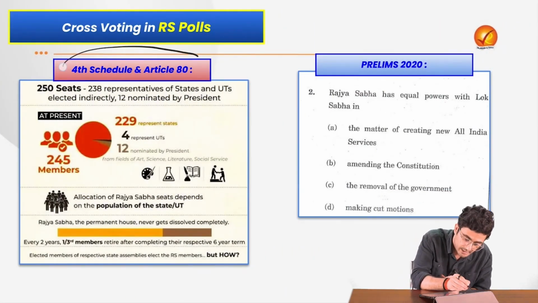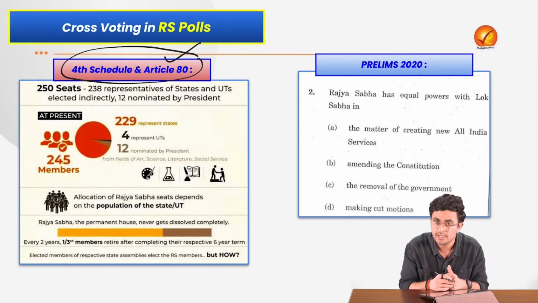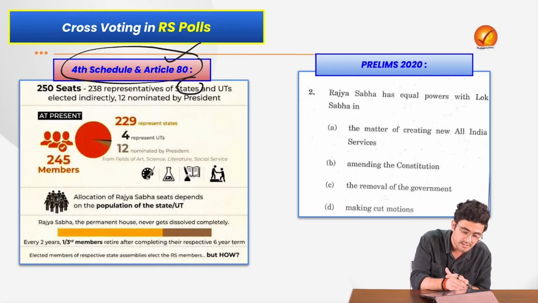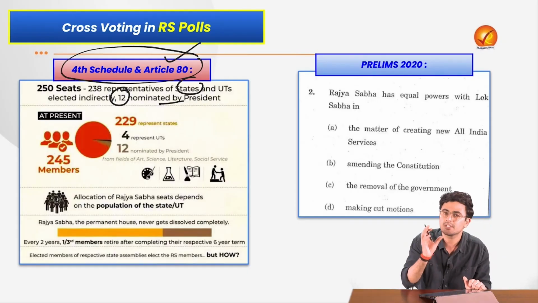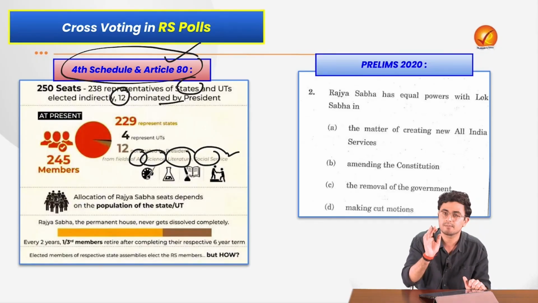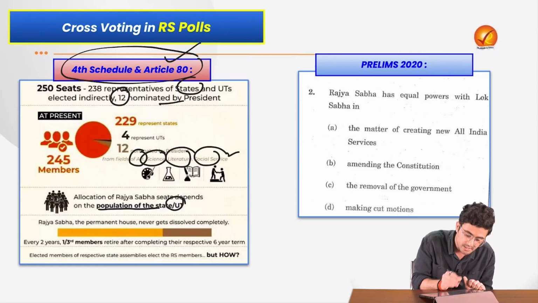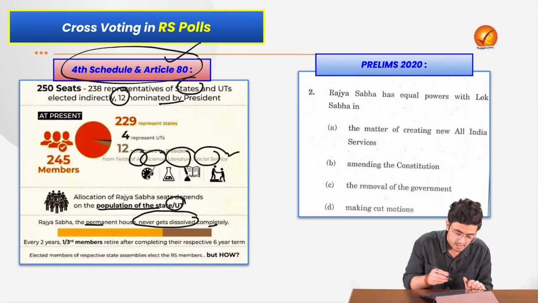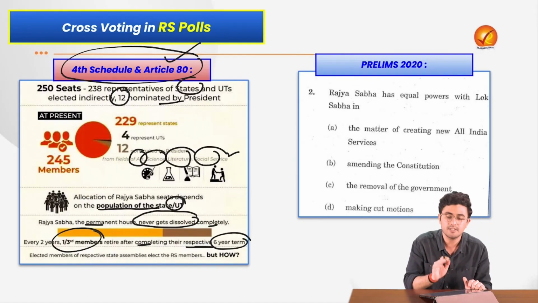So this is your entire structure of the Rajya Sabha under the 4th schedule and Article 80 of the Constitution, where 238 representatives of states and UTs are elected indirectly, and 12 are nominated by the President from the field of art, science, literature and social services. The allocation of Rajya Sabha seats actually depends upon the population of the state. Remember, Rajya Sabha is the permanent house, so it never gets dissolved completely. And thus every 2 years, 1/3 of the members retire after completing their respective 6-year terms.